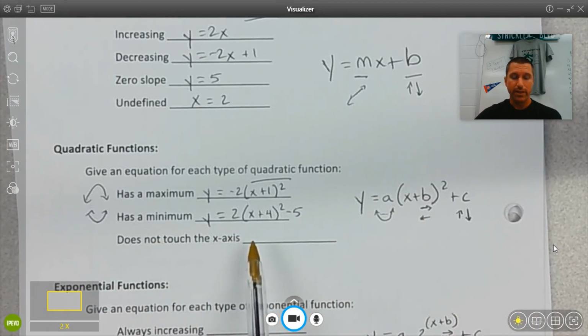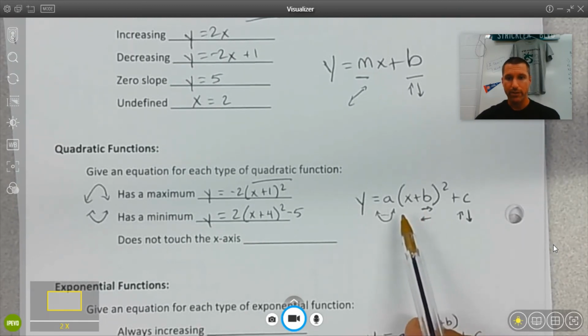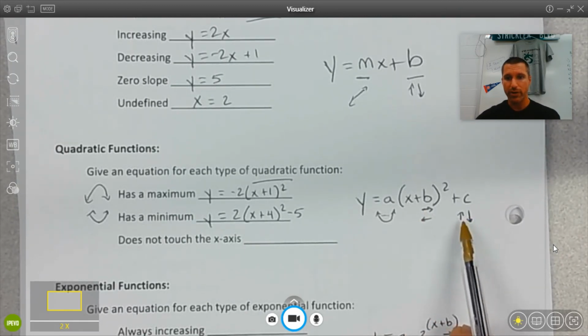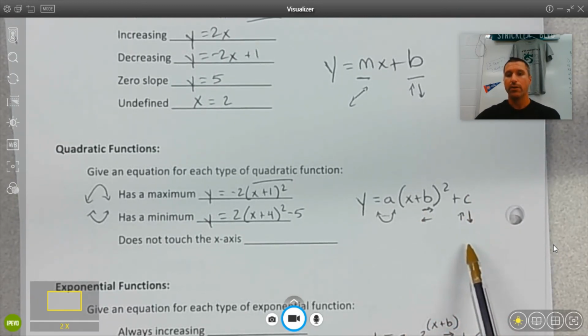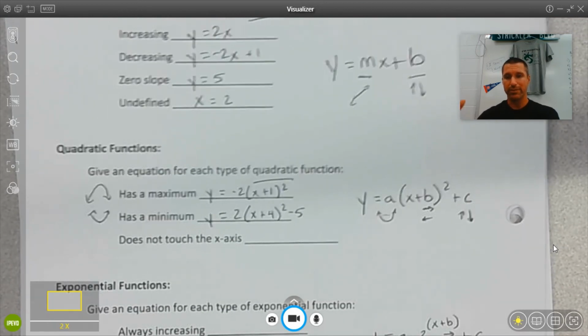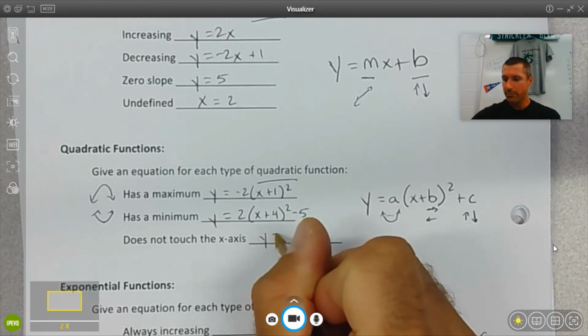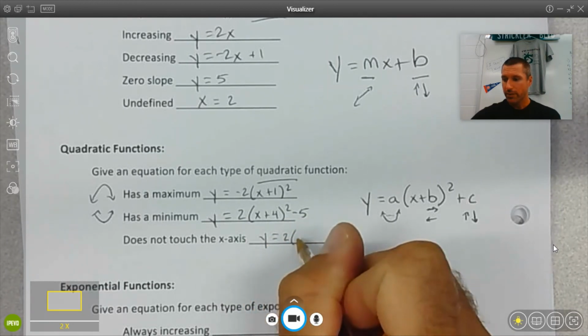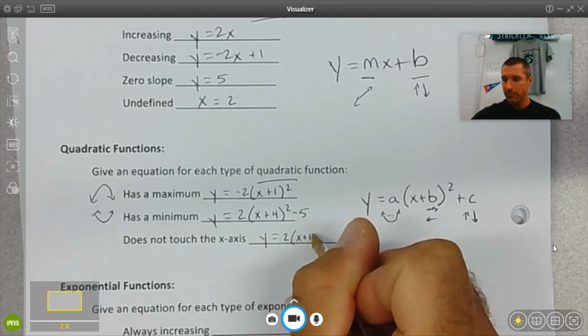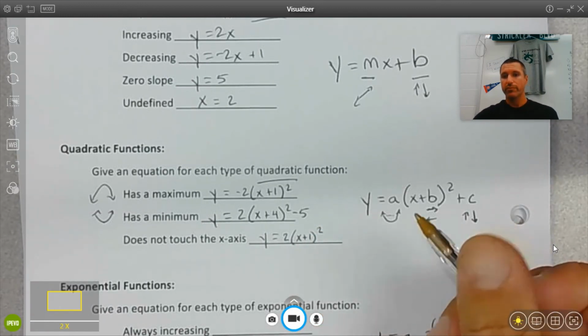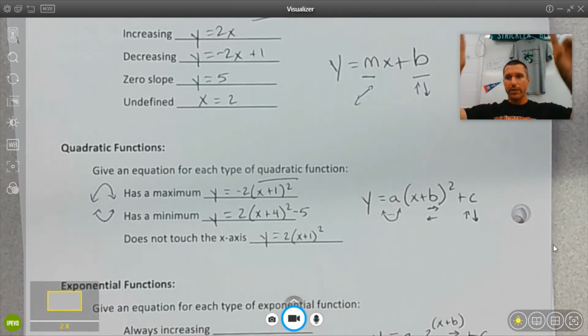Does not touch the x-axis. Well, that means we probably want to move it up or down on the y-axis so it's not touching the x-axis. So if we start with something that has a positive a value, you could shift it left or right, that really wouldn't matter. But from this moment here, you know it's smiling like this.